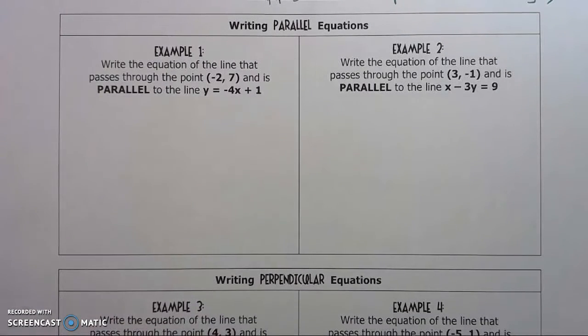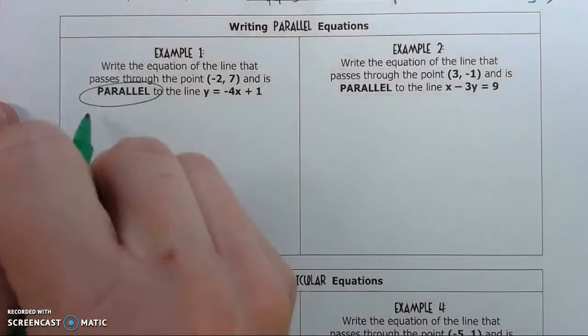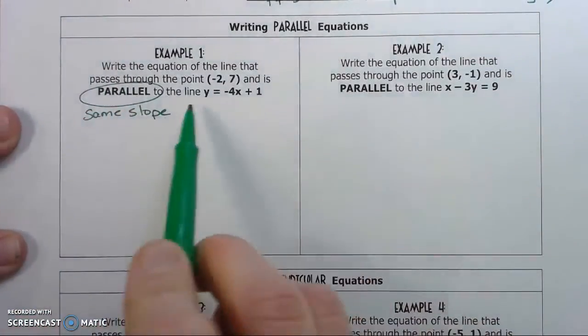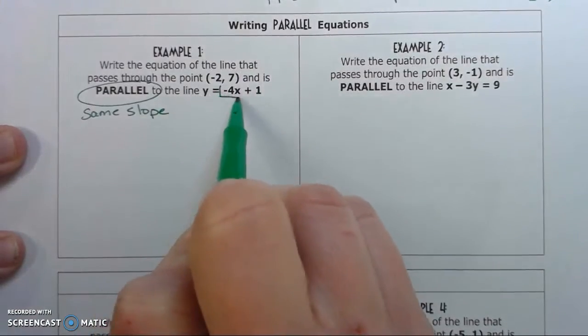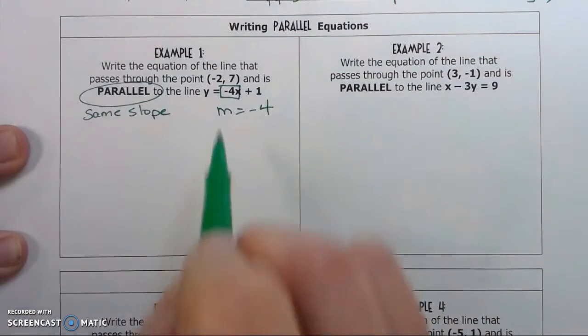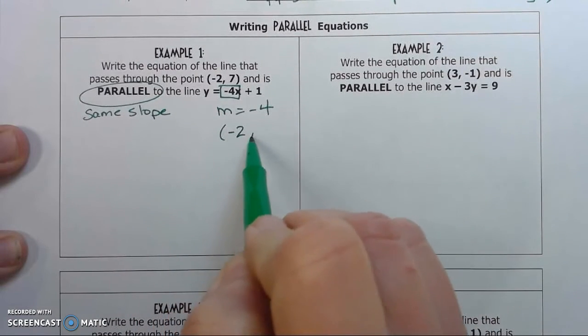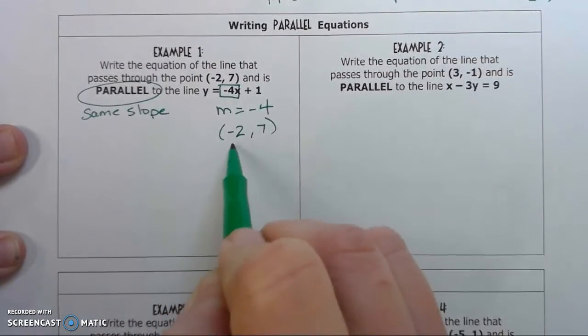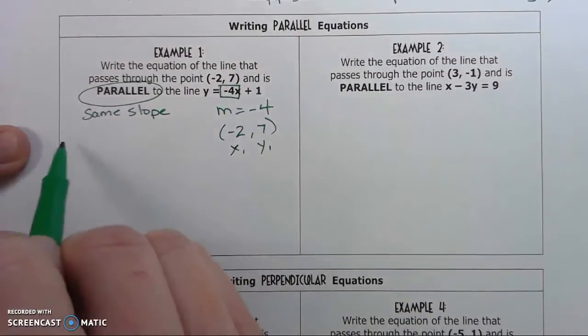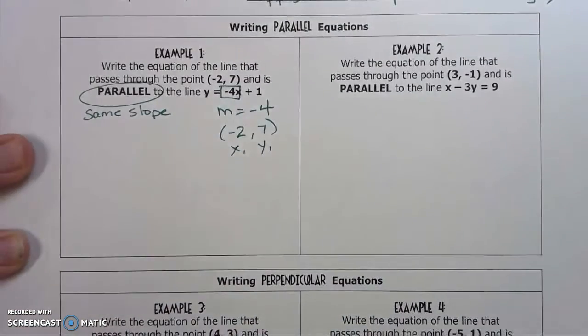The first one says, write the equation of the line that passes through the point -2, 7 and is parallel to the line y equals -4x plus 1. So parallel tells me I'm going to use the same slope. And this is already in slope-intercept form, so I know that my slope is the number in front of x. So my slope is going to be -4. And then my point, -2, 7, is going to be x1 and y1. Okay, I always label those so that when I write my equation, I know where everything gets plugged in.